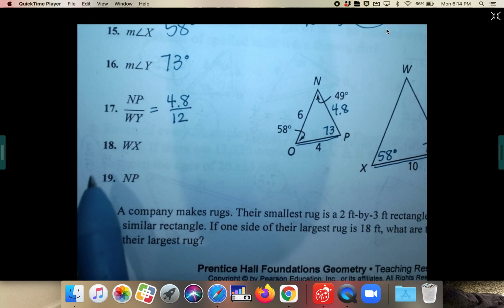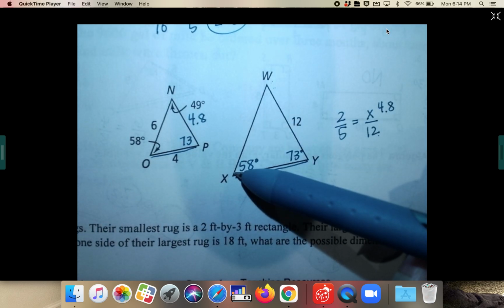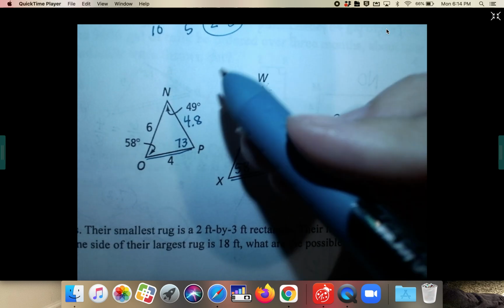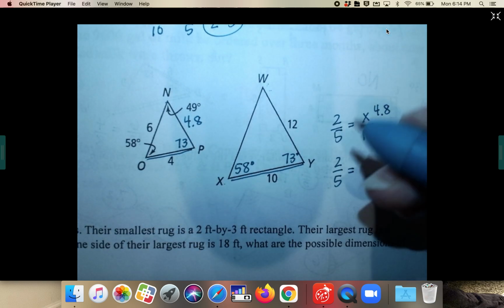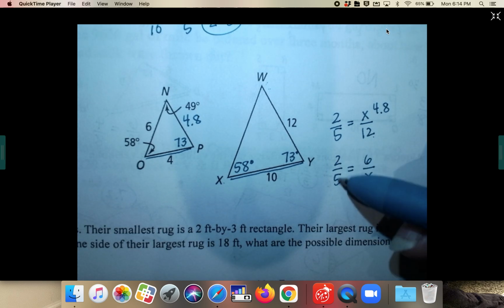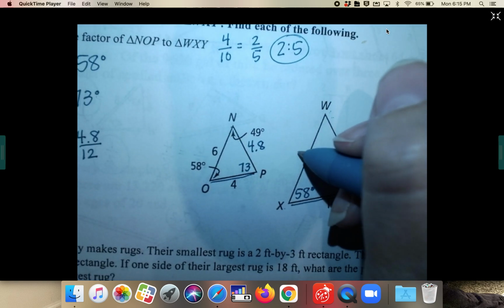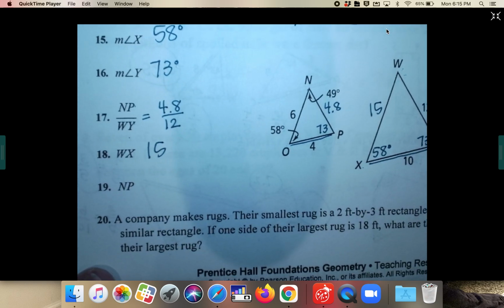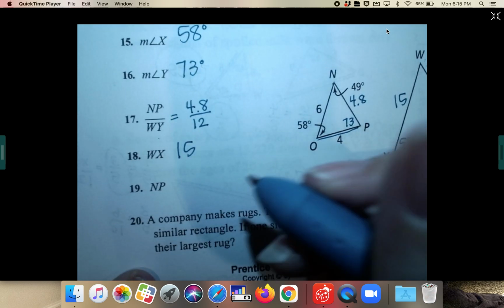All right, WX is the next one we're looking for. So we can use 2 to 5 again, but this time set it up 6 to X, because this is the side length we're looking for. 6 to X. And the reason I put 6 on top is because it's the smaller one, and so the smaller one is 2 to 5. So let's cross multiply. 6 times 5 is 30, divided by 2 would be 15. So WX length is 15. All right, and then NP, we already calculated it earlier. It would be 4.8.